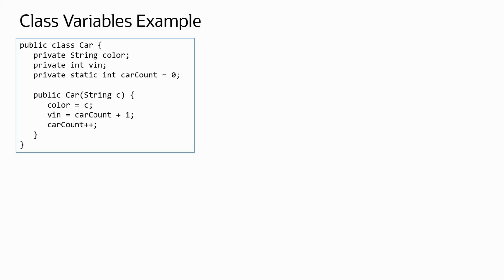Consider this class for car. It has instance variables color and VIN. The VIN is a unique number for the car. It also has a class variable for car count. Notice that it's declared private static int. The static says that it's a class variable. We're going to keep track of the value of car count in the table to the right of the class.